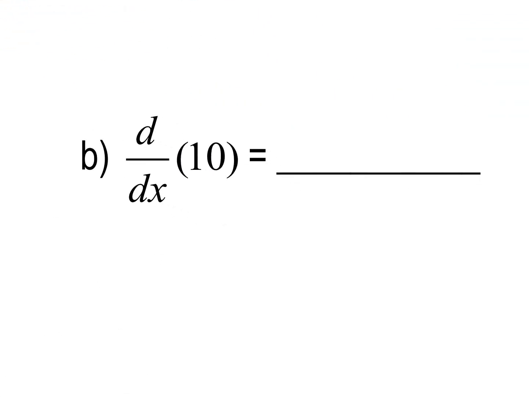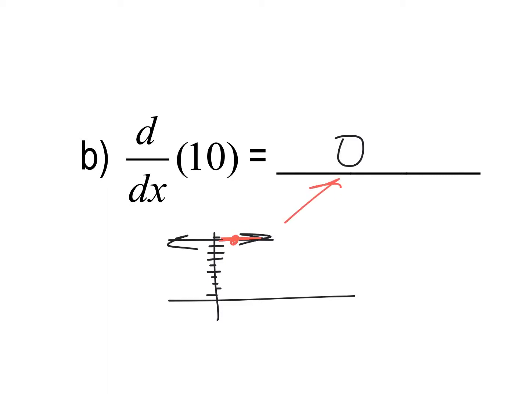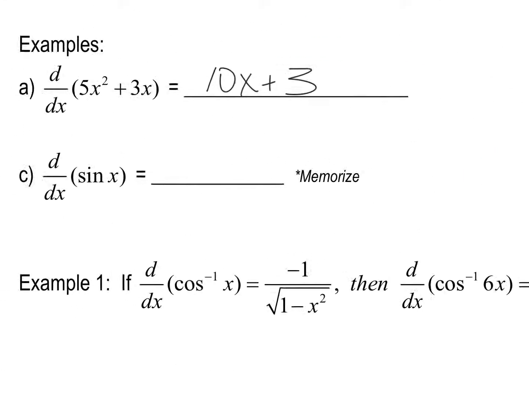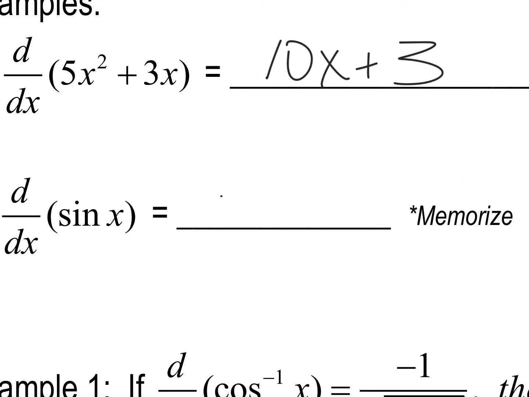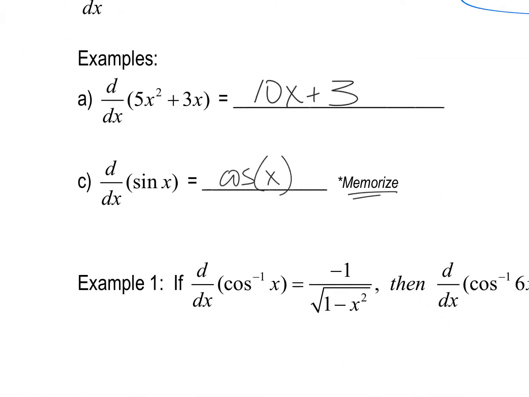This one, the derivative of 10, well, the derivative of any whole number is 0. Just remember, because what 10 looks like is 1, 2, 3, 4, 5, 6, 7, 8, 9, 10, a horizontal line. What is the slope at any point on that line? Slope is 0. That's why the derivative of any whole number is 0. Keep in mind why these things happen. And then this last one, the derivative of sine x is cosine x. FYI, just memorize that. You'll learn a lot more about that when you get to calculus, okay?